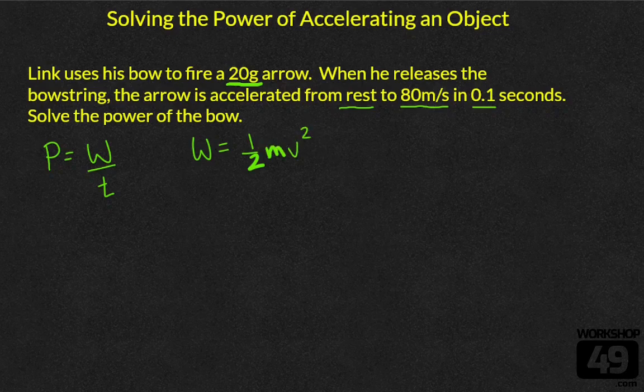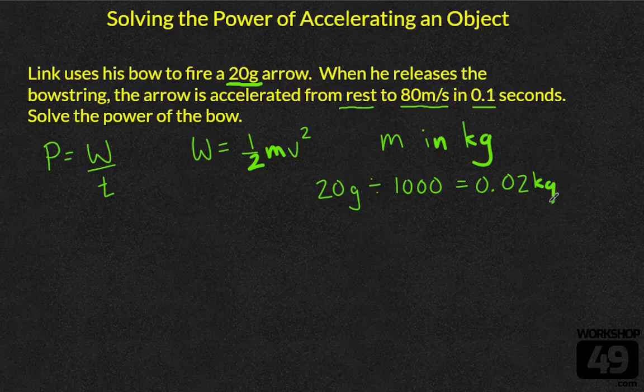Now, if you have been studying your work, you will remember that mass has to be in kilograms, and you've been just given a 20-gram arrow. So our very first step here has to be to take those 20 grams, divide it by 1,000 so that it equals 0.02 kilograms. If you forget to do that step, Link is going to have the most fantastically powerful bow you could ever imagine. But we're going to remember to turn that into kilograms.